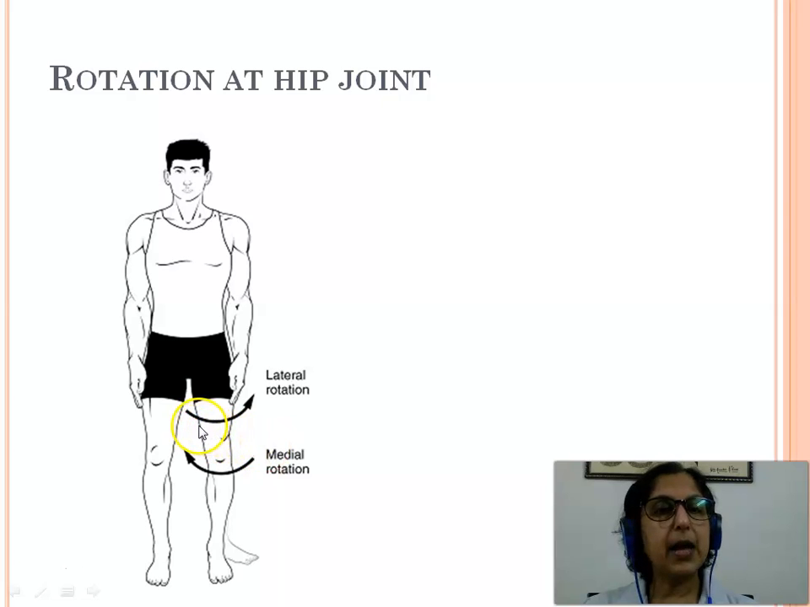Similarly, at the hip joint, medial rotation and lateral rotation occurring independently. So these are adjunct rotations. Whereas at the knee joint and at the first carpometacarpal joints, what we see are conjunct rotations.